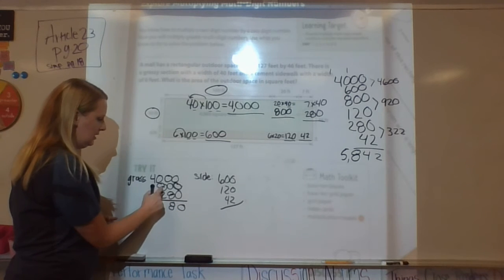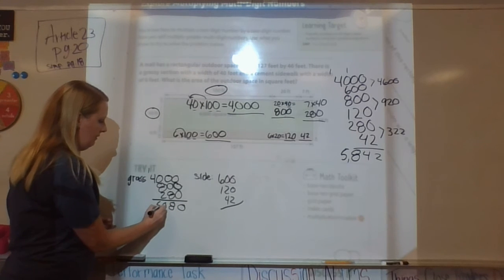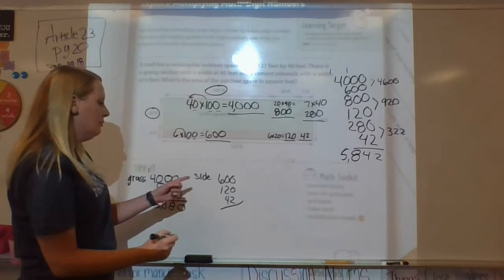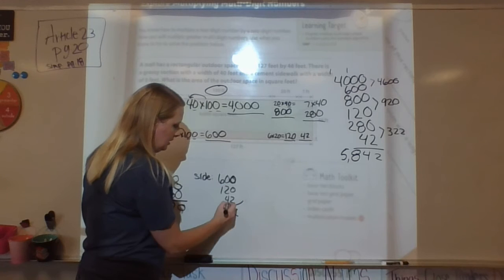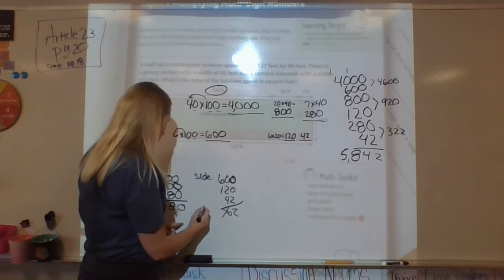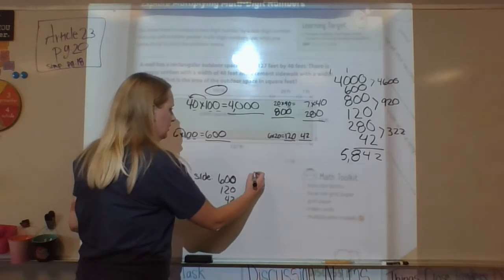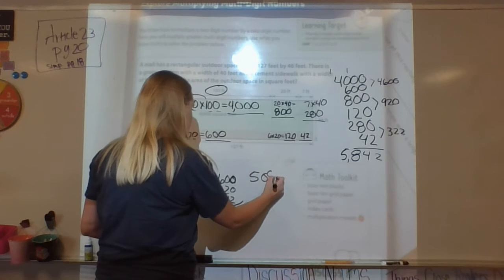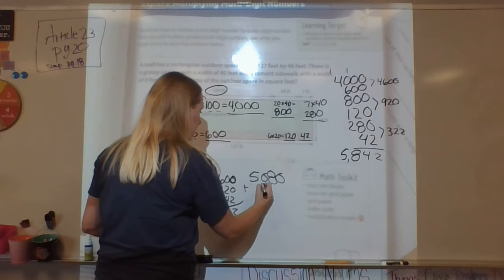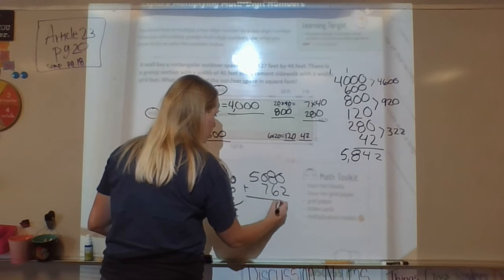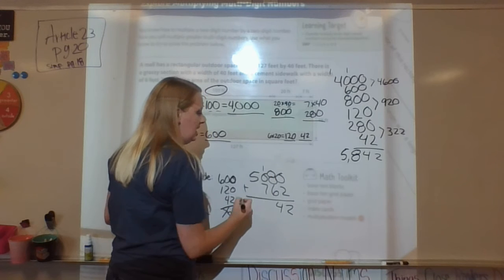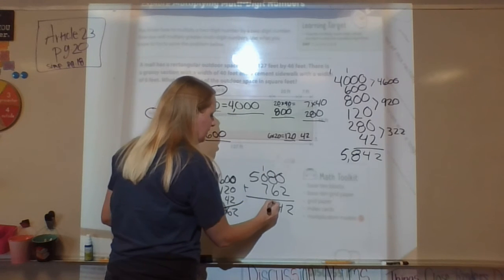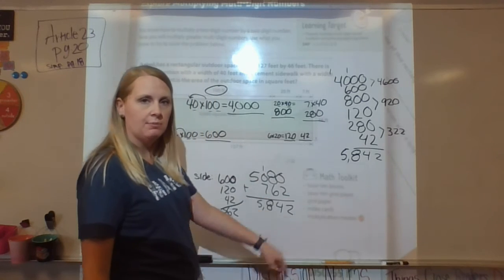0, 8, 10, 5,080. Then we do the same. 2, this is a 0. 6, and 7. Then we add those together. 5,080 plus 762. 0 plus 2 is 2. 8 plus 6 is 14. Carry my 1. 1 plus 7 is 8. 5 plus 0 is 5. And we got the same answers in both ways.